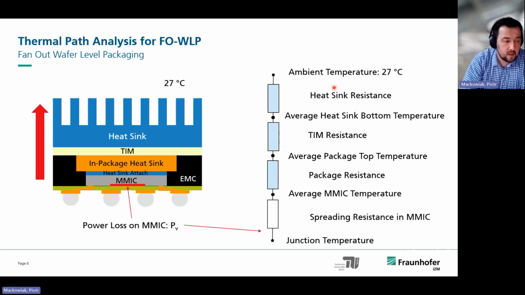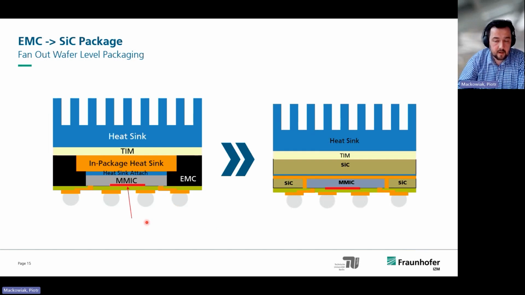The idea in our approach was to substitute the mold compound material with silicon carbide. And so we came up with the idea of this package. You will still have the MMIC here in the center, surrounded by a frame made out of silicon carbide, similar to the approach we have seen before with silicon, but now we use silicon carbide. Then we attached a silicon carbide heat spreader, which had some tin on it, and a heat sink attached on top.